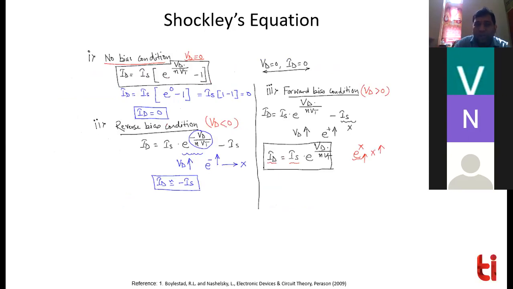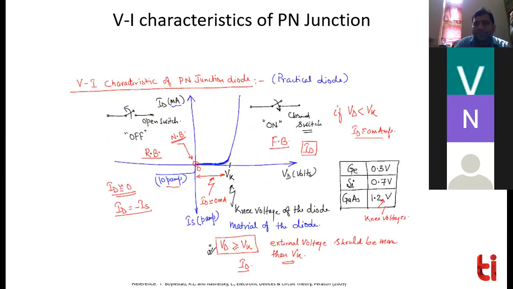We have also discussed all three regions. If VD equals 0, you get ID equal to 0, and that is what we expected. In the reverse bias condition, if VD is less than 0, we get ID equal to minus IS, which we were also expecting. And in case of a forward bias condition, when VD is greater than 0, ID is equal to IS e to the power VD divided by NVT, and that is what we were expecting.